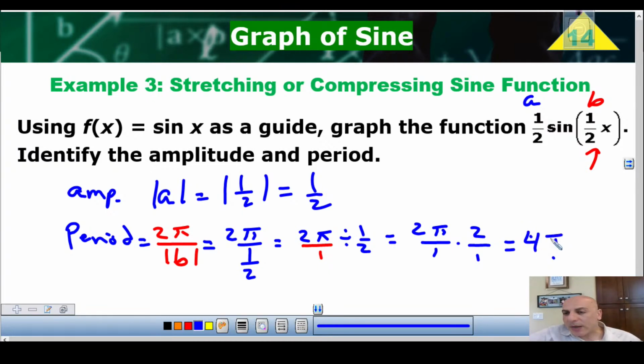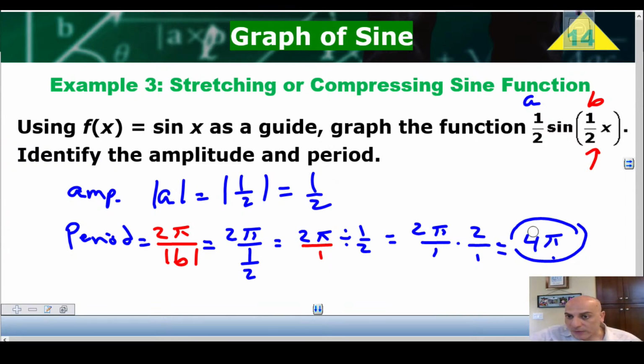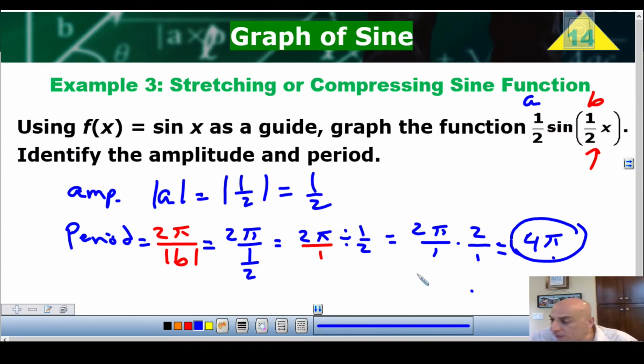You could, right off the bat, tell that this child is slower, obviously slower, right? Slower than the parent. And not just slower, but also shorter. Half as tall. And it takes 4 pi's for this child to finish the wave. Remember, the parent took only 2 pi, 360. This guy needs 4 pi's, like 360 plus another 360 just to finish the wave.